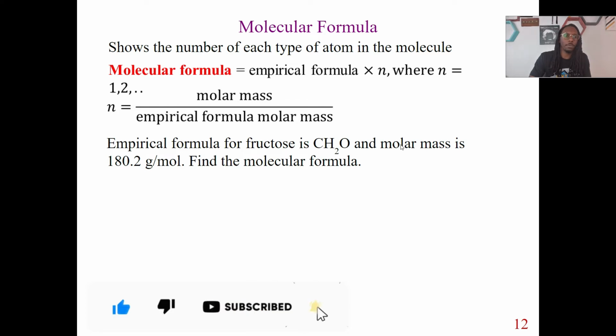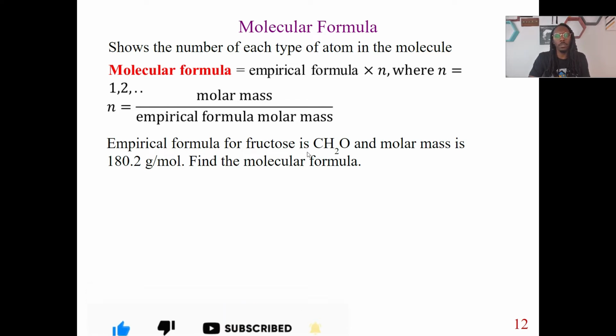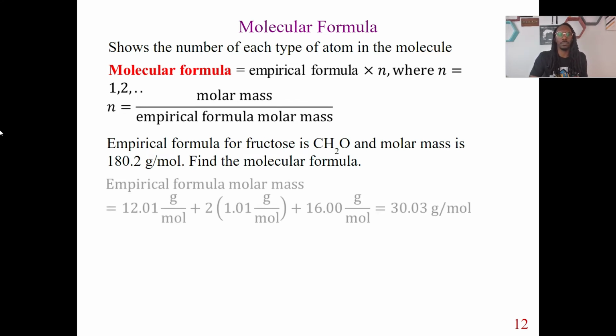So let's look at an example here. The empirical formula for fructose is CH2O, and the molar mass is 180.2 grams per mole. Find the molecular formula. So what exactly are we going to have to do here? The first thing we have to do is find the empirical formula molar mass.